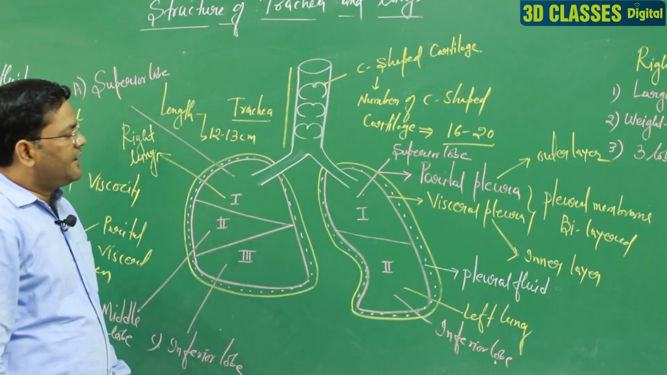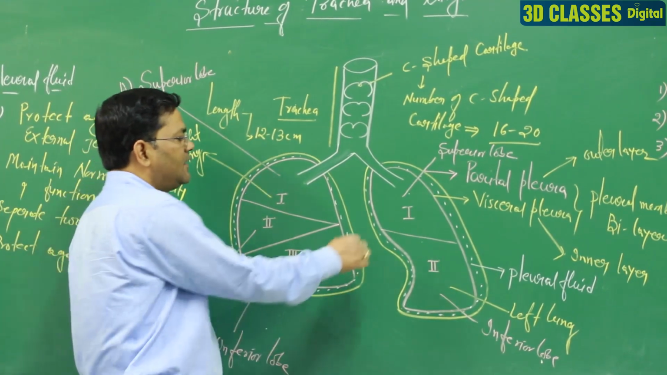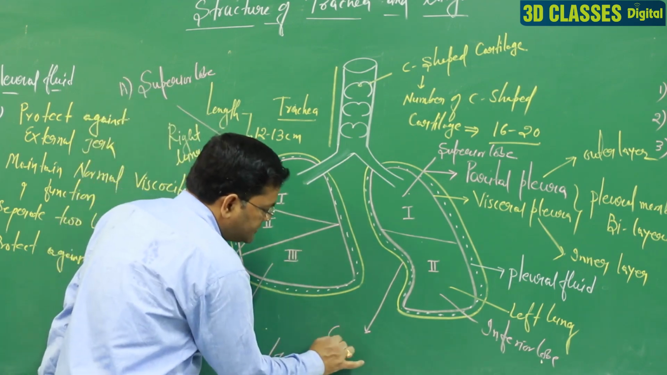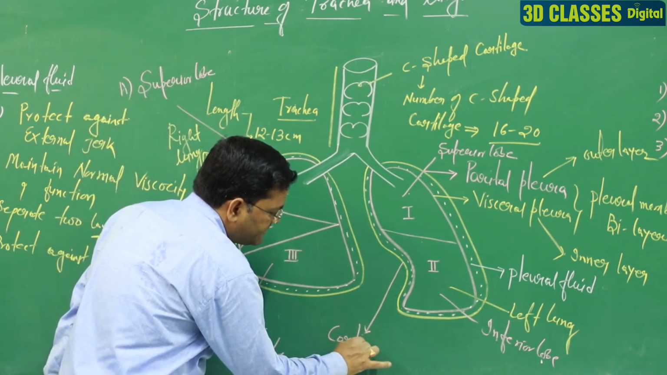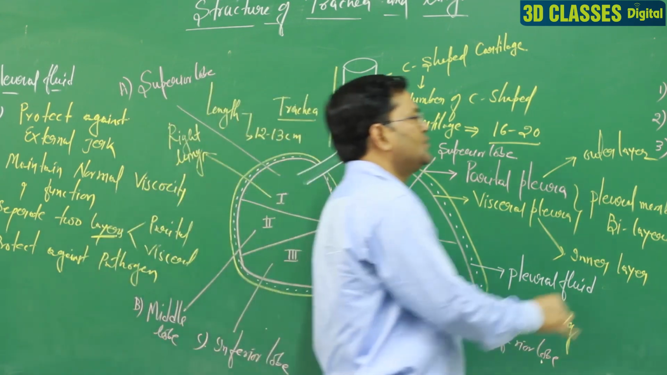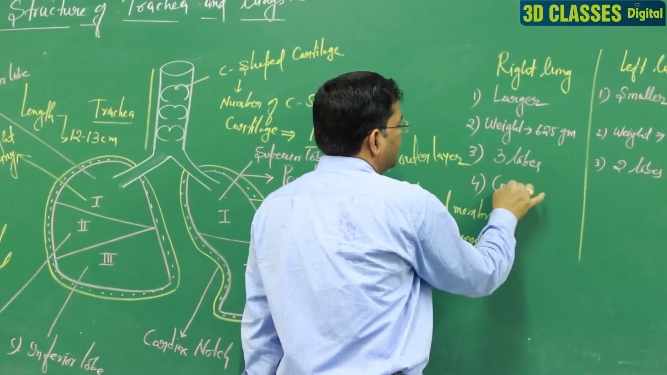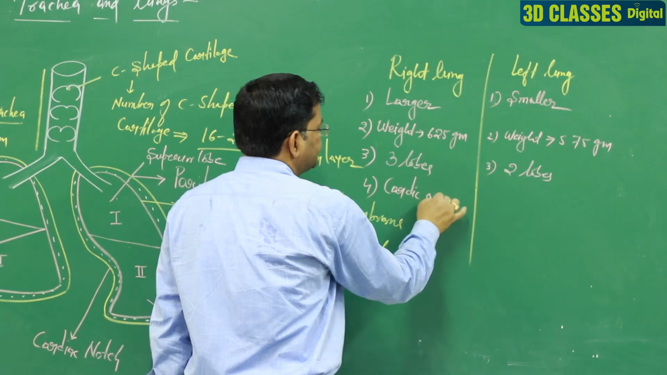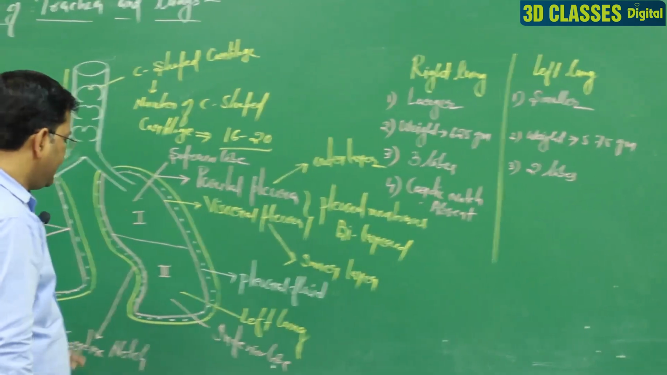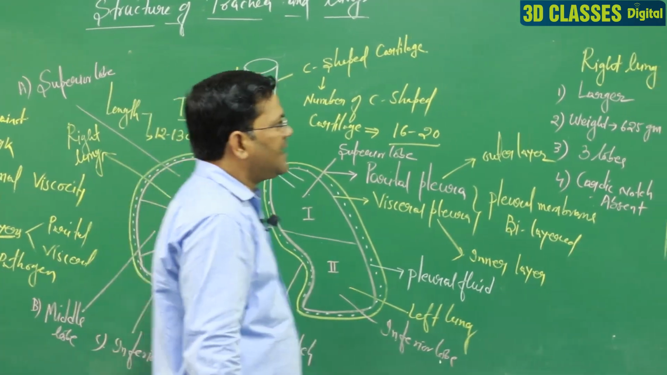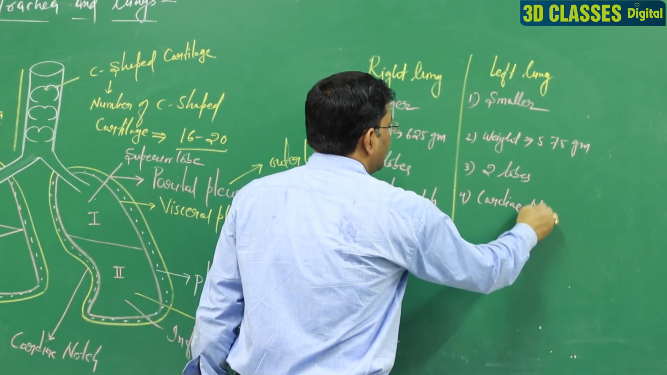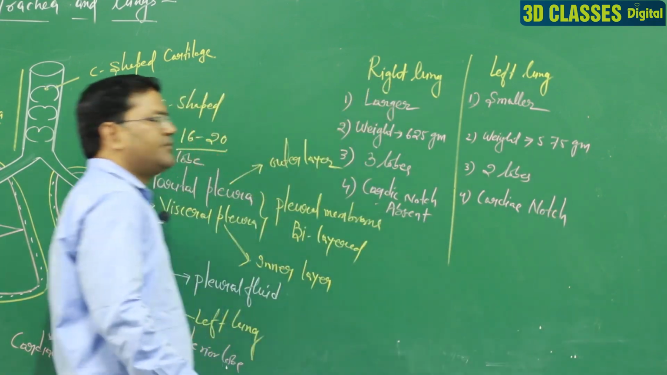In this diagram, when you focus, then you understand the left lung has a notch, a depressed part. This depressed part or notch is called cardiac notch, and cardiac notch is present in this area. So, fourth point, here in the right side, cardiac notch is absent. That means in right lung cardiac notch is absent, but in left lung cardiac notch is present.